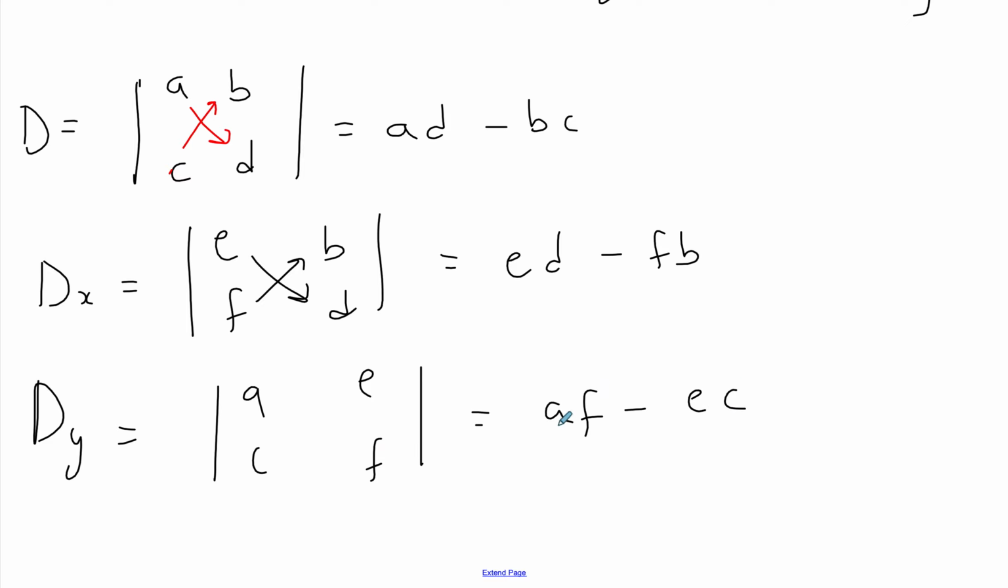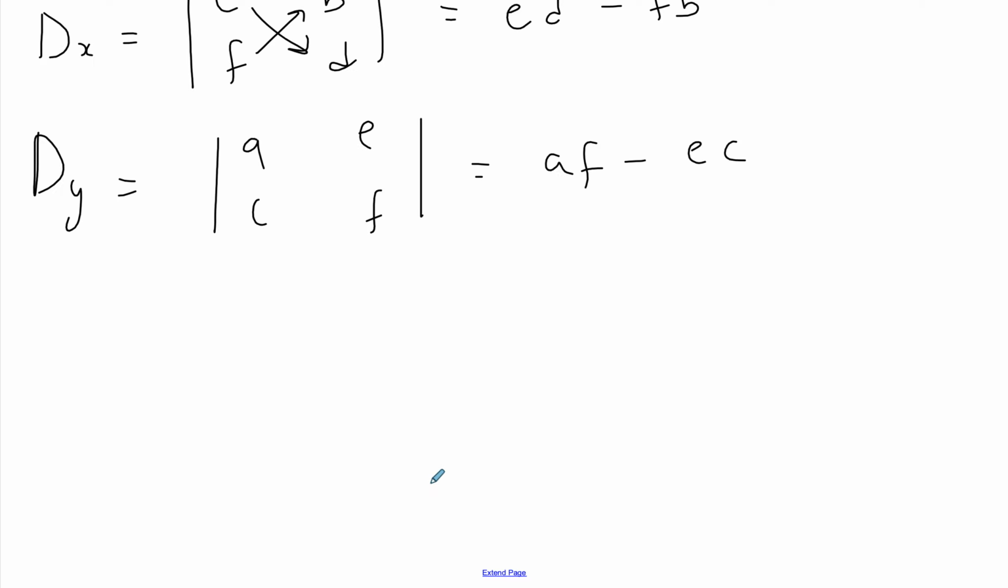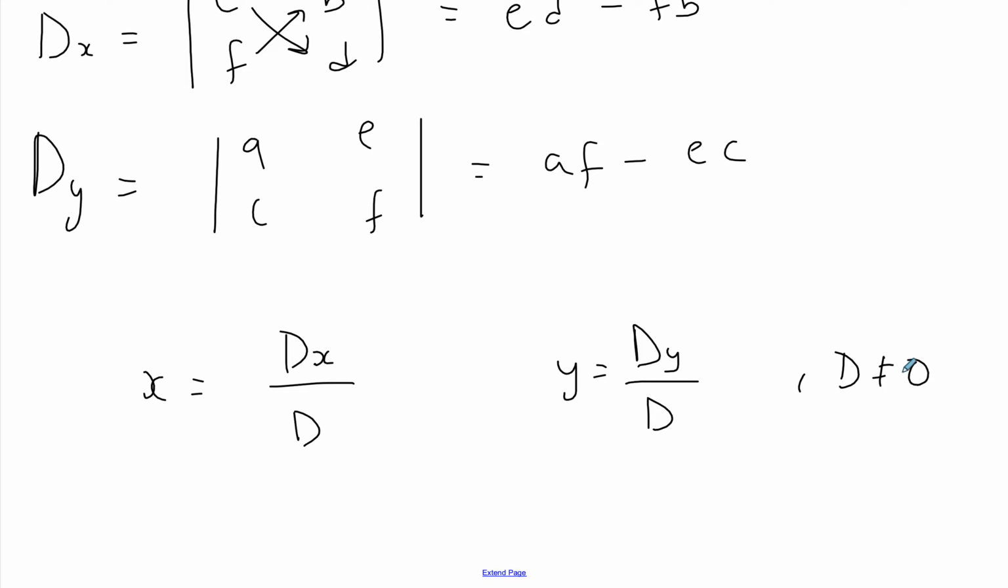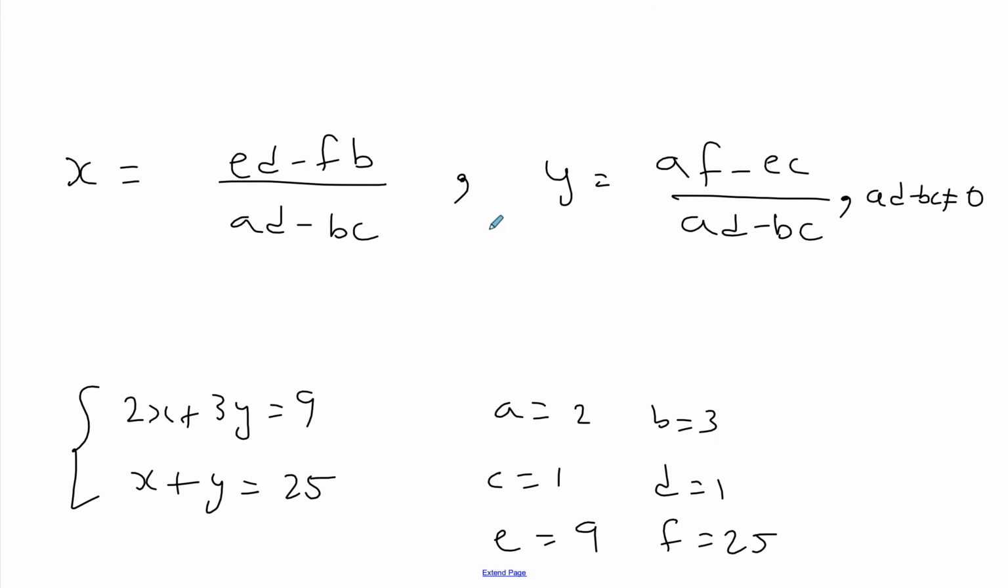Now, where does this all come into play? Well, if you want to find the solution for x, you take the determinant of x divided by the determinant, and if you want to find the solution for y, you take the determinant of y divided by the determinant, given that the determinant is not equal to 0. So this whole thing is a summary of this big mess that we did previously. This is actually dx, and this is d, this is dy, and this is d.